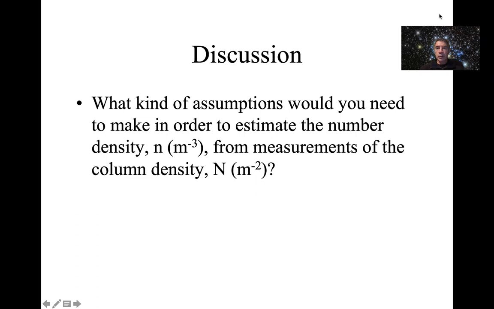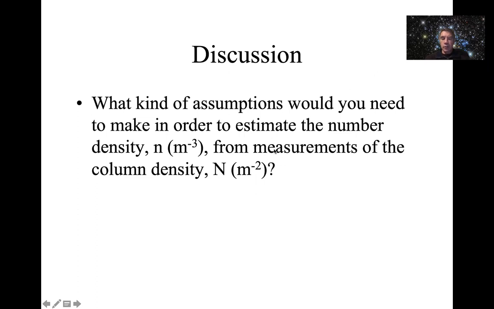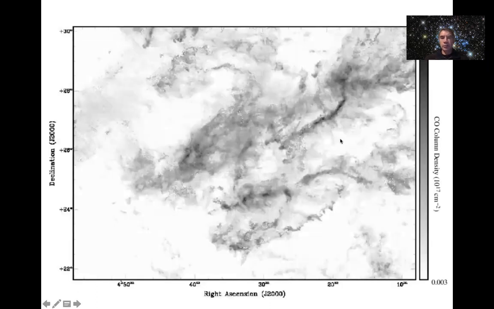Okay, welcome back. So I left you with this idea of thinking about how you might get volume number densities from these column densities, the kind of measurements that come out of spectral line intensities. So if we just go back and look at this image for a moment, just to focus our attention. For instance, you see these filamentary structures here in the cloud. So how could you estimate the average number density in here, given these column density measurements on the map?